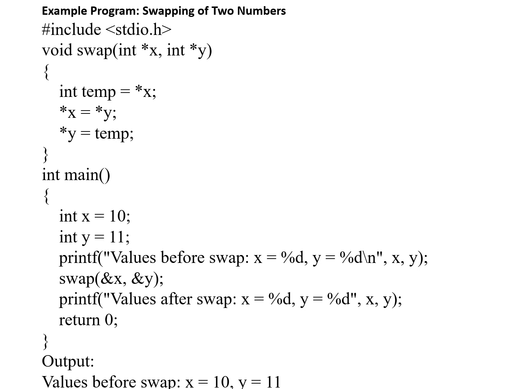The void swap is the function declaration. The arguments are passed as pointer variables: int asterisk x, int asterisk y. Then int temp is equal to asterisk x, asterisk x is equal to asterisk y, asterisk y is equal to temp. The asterisk here is the dereference operator, used to access the value of the variables. Passing the addresses to the function is called call by reference.